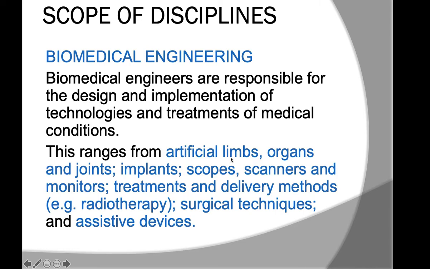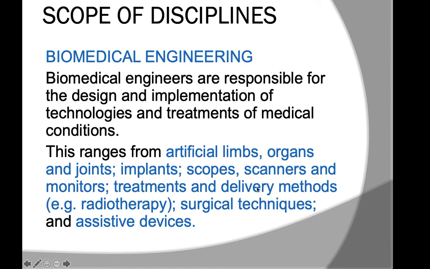But I like to think of this as, they do things like replacements: artificial limbs and organs and joints. So they replace things that aren't working in a way that we would like. So this could be a bionic ear, an artificial arm, or an artificial heart, something like that. That also goes into implants as well. They do diagnostic equipment, so scopes, so we can see inside you, or even stethoscopes. Scanners, so we can see inside, like an MRI. Monitors, so things that keep track, the machines that go beep, beep.